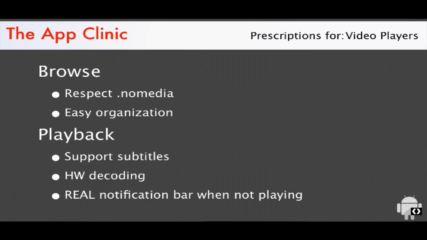One of the most important things a video app can do in browse mode is respect the .nomedia file. A lot of game developers, for instance, will download a bunch of AVIs or MPEG-4s to a media directory so they can play them later in the game. Because that's not a global media directory meant to be played by anyone, they'll stick a .nomedia file inside that directory. And if you don't respect that, you're going to get a lot of noise.